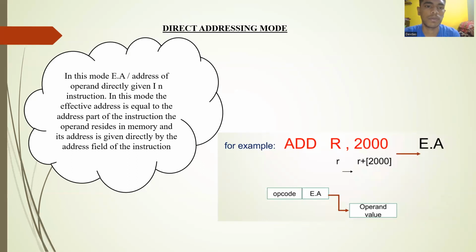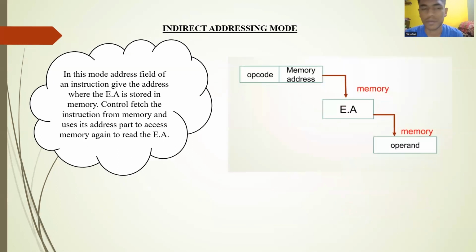Direct addressing mode. In this mode, the EA, the address of the operand, is directly given in the instruction. The effective address is equal to the address part of the instruction. The operand resides in memory, and its address is given directly by the address field of the instruction. Again, you can pause and go through the example of direct addressing mode.